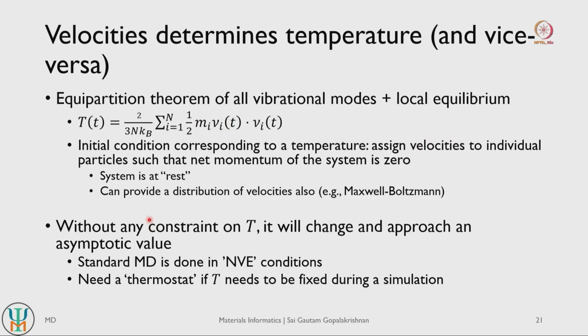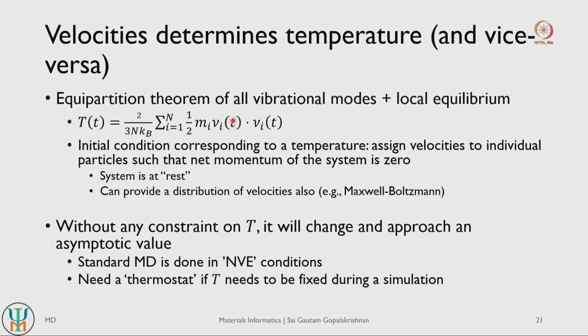And instead of assigning the same speed for each of your particles, you can also provide a distribution of speeds, such as using the Maxwell-Boltzmann distribution and so on. So you define which speeds or velocities correspond to your temperature, and then you assign those speeds to all of the particles in your system, which should correspond to your initial temperature, right.